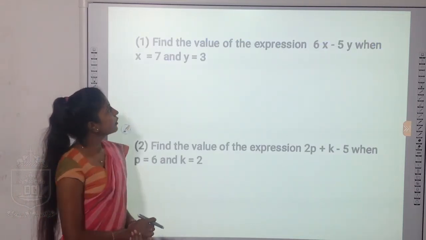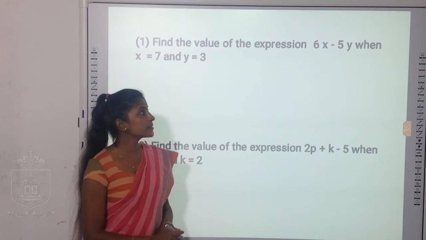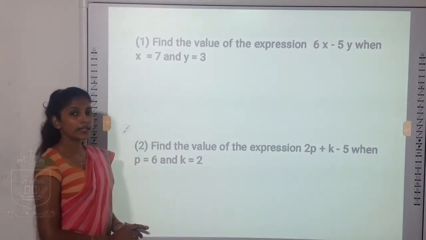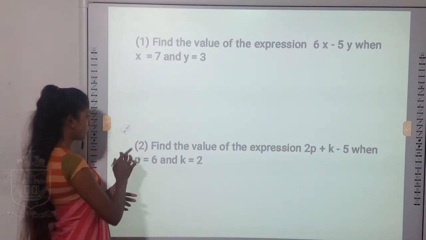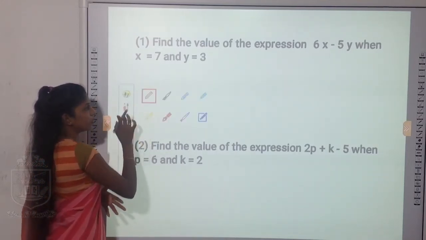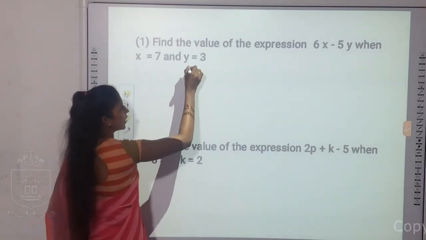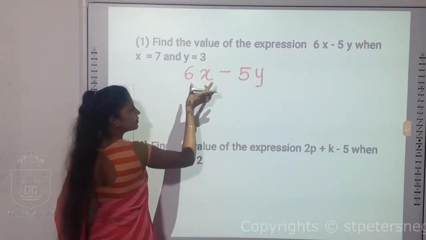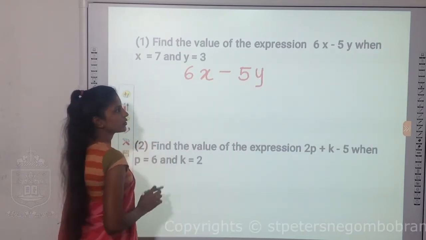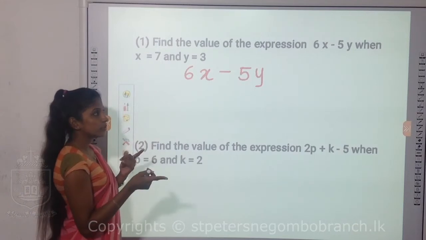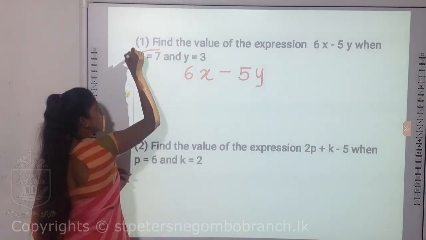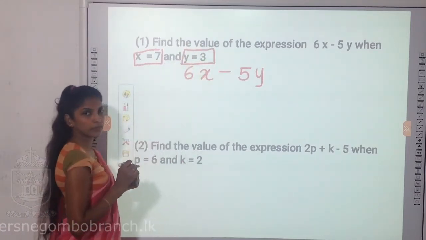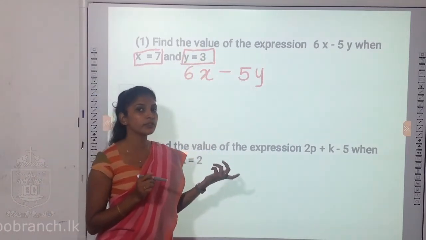Right. So first one, find the value of the expression 6x minus 5y when x equals 7 and y equals 3. You are given an algebraic expression with 2 unknown terms. They are x and y. 6x, 5y. This is the first term and this is the second term. Subtraction is there. So 2 different terms. Now they ask you to replace x using 7 and y using 3. They have given you certain numbers for you to replace.